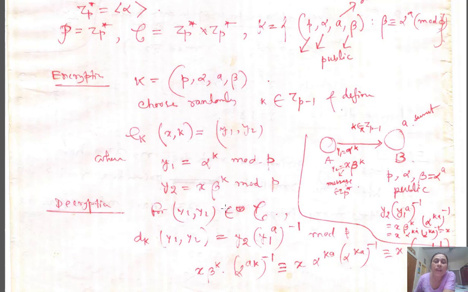So we always prefer the encryption algorithm to be randomized to prevent brute force attack. This is the difference between the probabilistic encryption scheme and the deterministic encryption scheme.